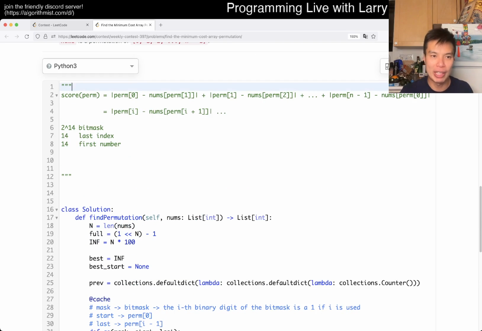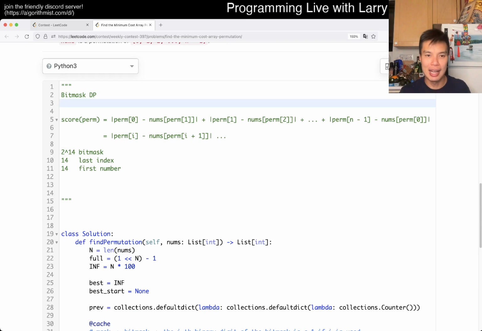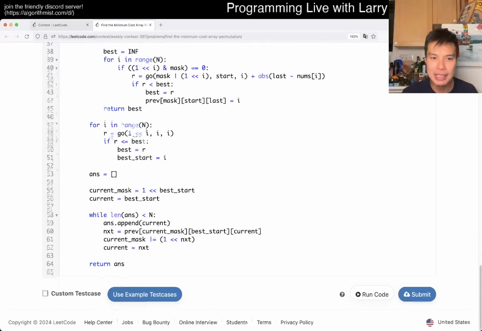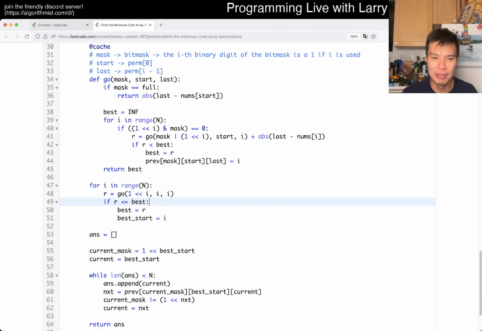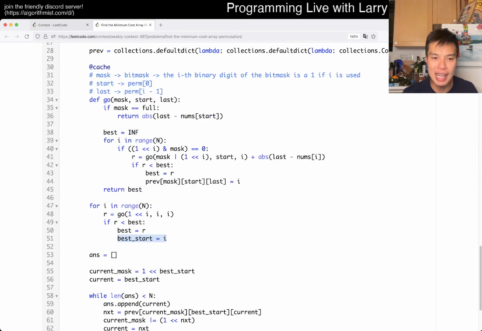So let me actually also write on the top here, you need to know bitmask DP and path reconstruction. And path reconstruction is actually pretty straightforward. Here we do a for loop. We get the result with the best start. This is actually not supposed to be equal. Keeping in mind that for this problem, we also want the lexicographically smallest of them, right? So that means if there's a tiebreaker, we always want the smaller number. So we only update it if best is less than R, right?